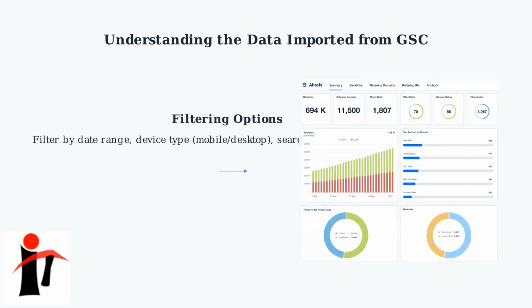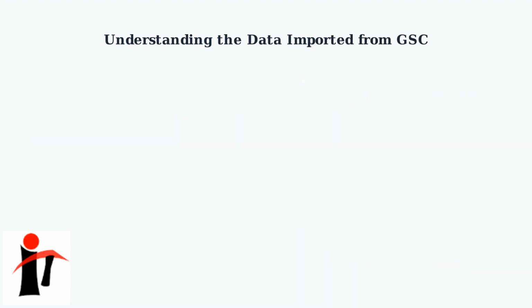Ahrefs allows you to filter this imported data by date range, device type such as mobile or desktop, and search type, including web, image, or video searches. Understanding this data is key to identifying optimization opportunities, such as improving click-through rates or targeting better-performing keywords.